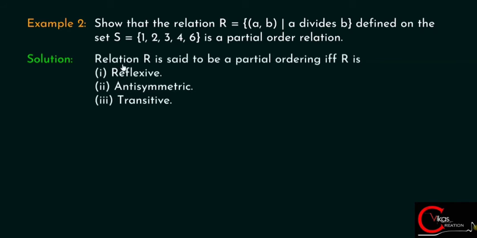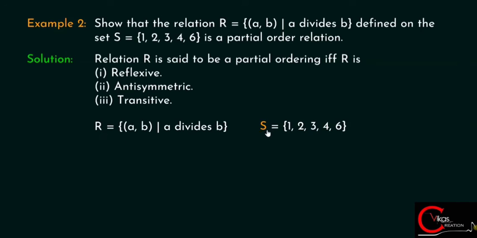For this, we know that a relation R is said to be a partial ordering if and only if R is reflexive, antisymmetric and transitive. We have this relation R, which consists of all ordered pairs (A, B) such that A divides B. Apart from this, we have this set which consists of a total of 5 elements: 1, 2, 3, 4, 6. This relation is defined on this set.